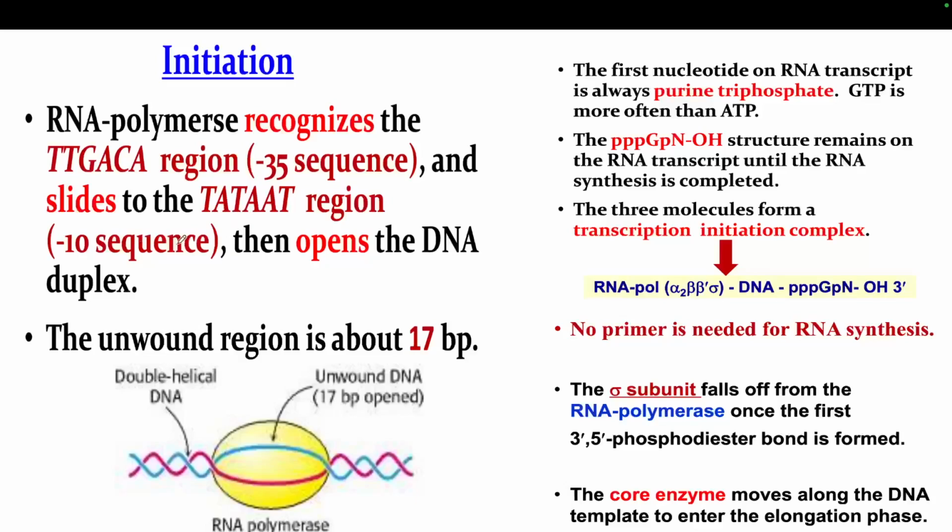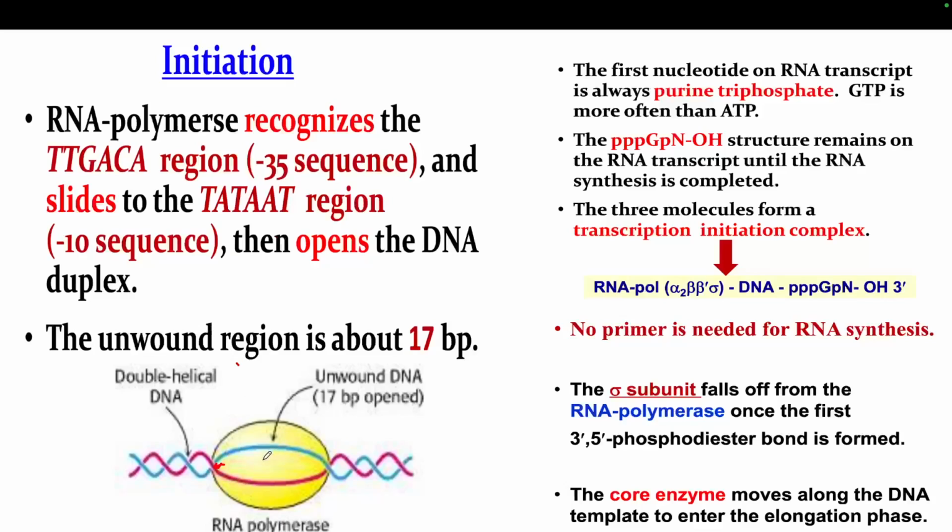And after binding here, you can see this is the RNA polymerase. Suppose this is the promoter sequence which the sigma subunit identified. After binding here, the RNA polymerase will open up the DNA a little bit, because it got the signal that from here we have to start the RNA synthesis. This is the transcription start site. So after finding this sequence, it will start the synthesis from here.